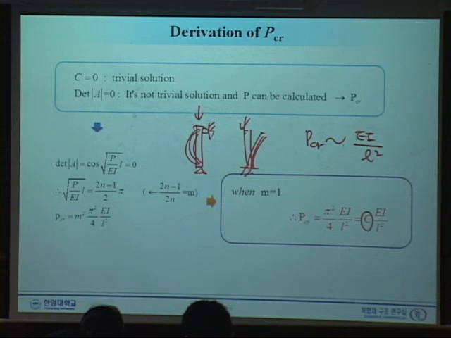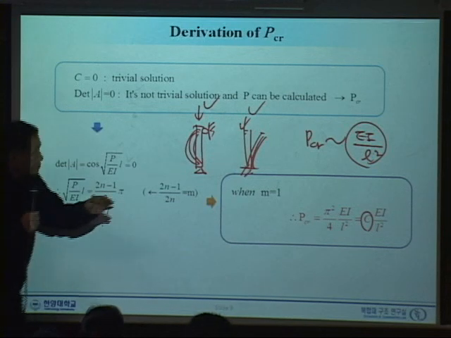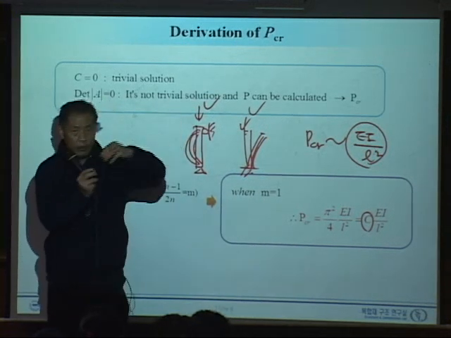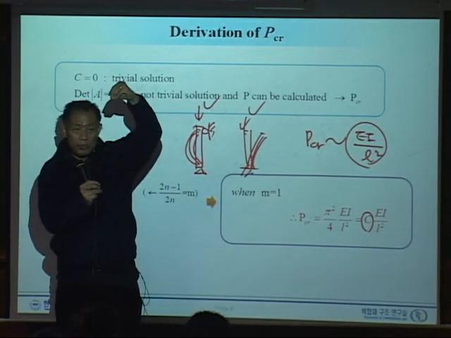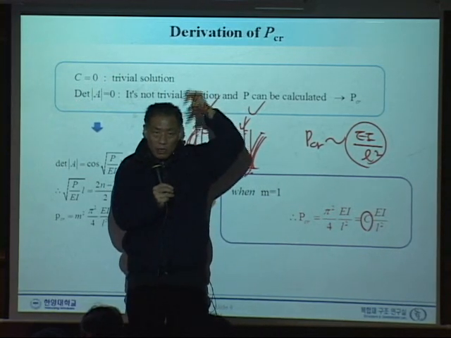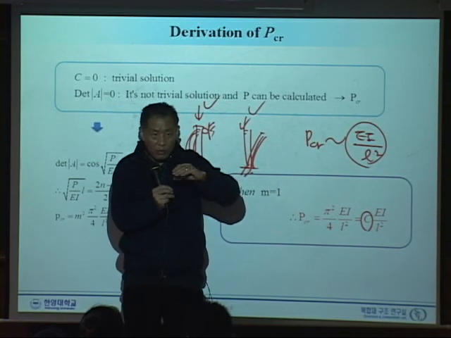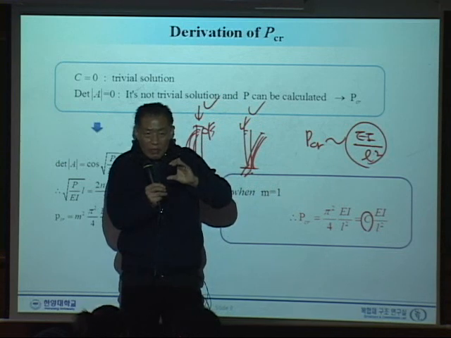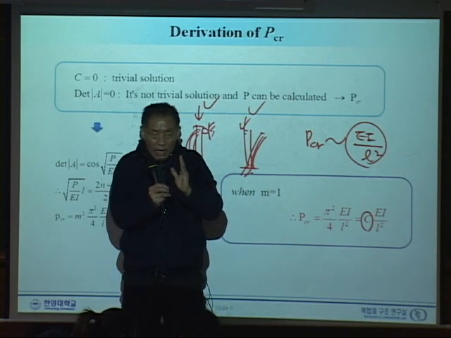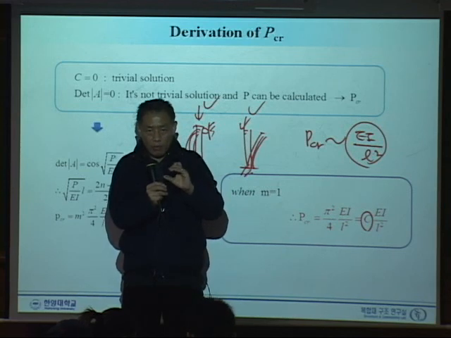Some constant, C constant, determined from this boundary condition or that boundary condition. But it is always a term EI divided by L square. That means if you double the length, then this column, this structure will easily buckle, right? Rather than a short one. With a short one, you apply load, it is relatively stable, and the critical load should be very much high.